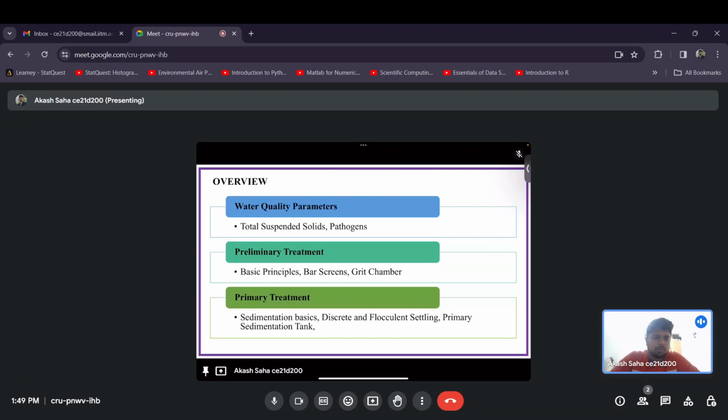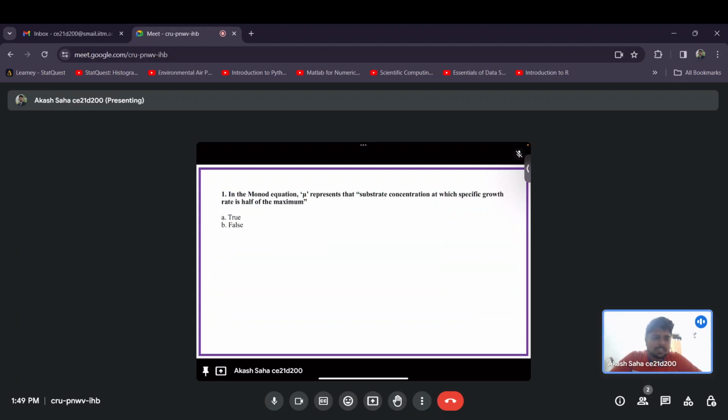So I have a few multiple choice questions and also the numerical type questions. So we will solve them one by one. Let's see how it goes. So this is the first question. It says that in the Monod equation, mu represents the substrate concentration at which specific growth rate is half of maximum. So is it true or false?